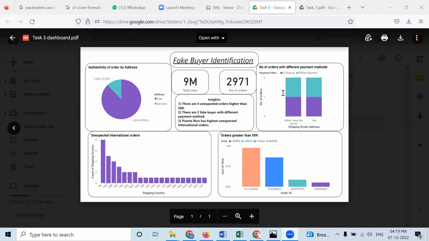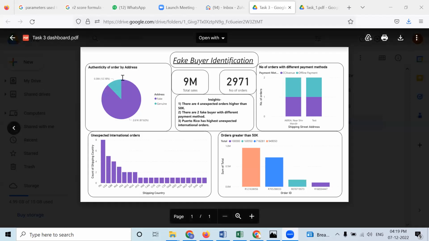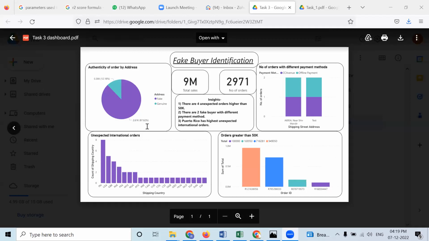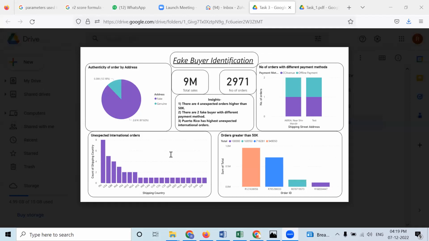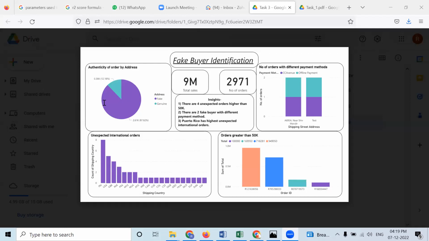First thing is that you have to compare the billing and shipping address. Which particular graph is telling that? Ma'am, authenticity of order and order by addresses. It's a pie chart. Actually, a lot of fake is there. The problem will be that in billing address, a lot of records are missing.